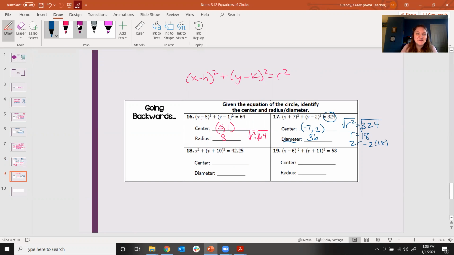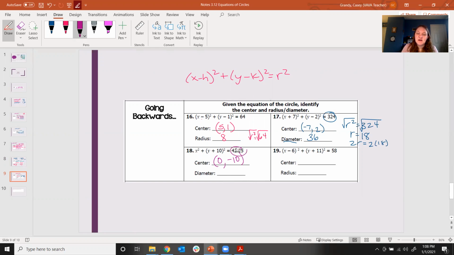Let's look at number 18. This just says x squared. Interesting. There was no minus or plus h. So what could h have been? And what can I add or subtract to x and not change its value at all? 0. So h is 0. K, this says y plus 10. I need it to be a y minus something. So the only way that a minus could have turned into a plus was if k was negative. So this is negative 10.